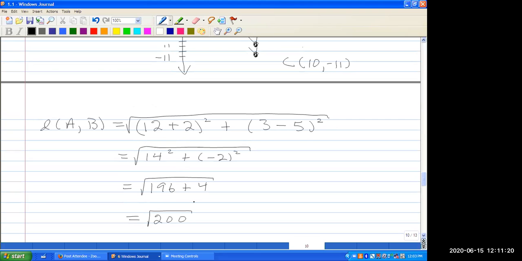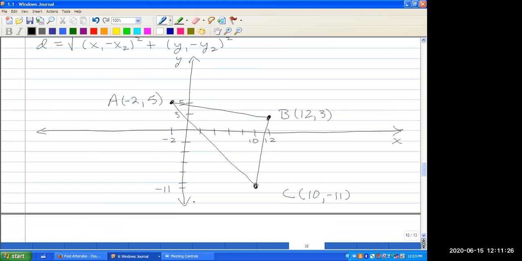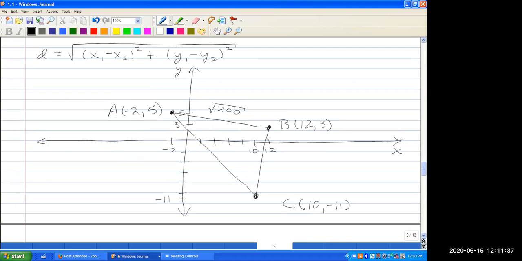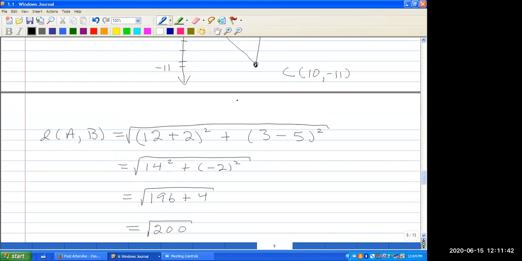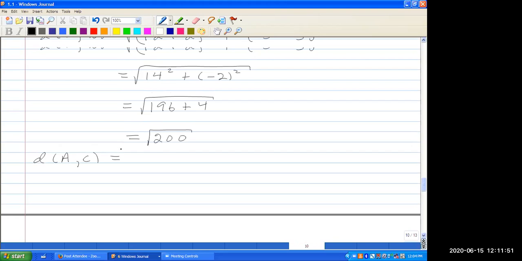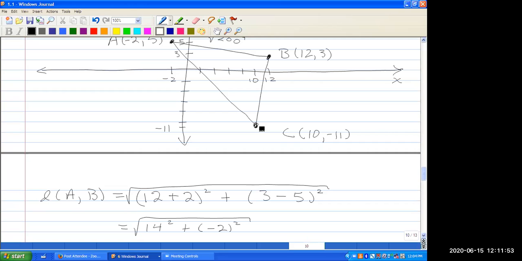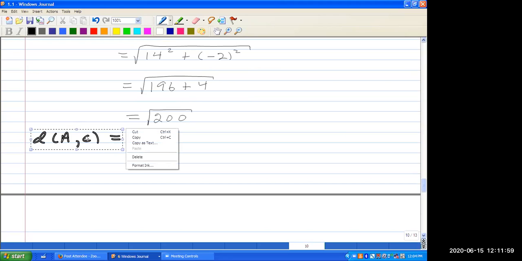I actually don't want to simplify this. So this is the square root of 200. In this case, it actually makes my life easier not to simplify, and you'll see in a second why. It's in order to use Pythagorean's theorem. Let's go from A to C. So let's find that distance there. Again, it doesn't matter which one I pick to be the first one.